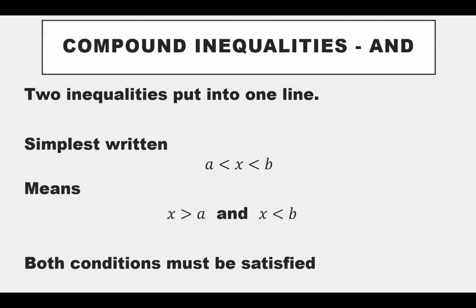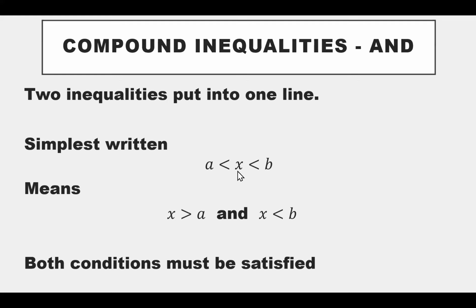Now, another type of inequalities that we could see are what we call compound inequalities. There's a couple of types of compound inequalities that we could get. There's what I call the and type, and then there'll be an or type as well. And this is where two inequalities get put together in one line. A lot of times people will write a simple form like this. They'll say my variable x is in between a and b. So a is smaller than x is smaller than b.